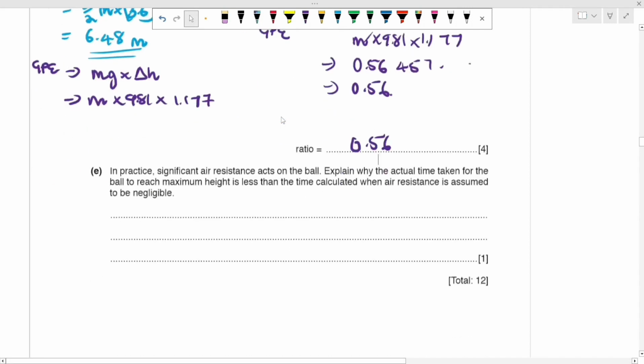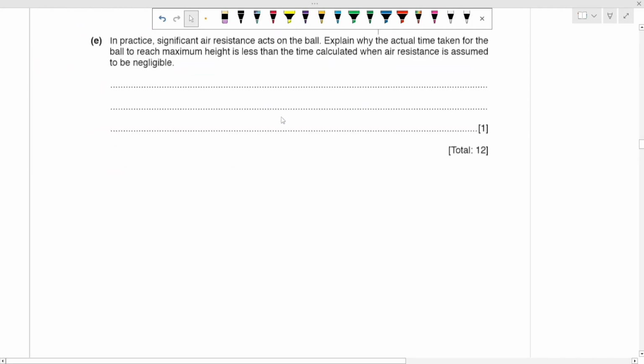Okay, in practice, there actually is some air resistance, huh? So they lied to us, right? This was theoretical. Okay, explain why the actual time taken for the ball to reach maximum height is actually less. Get this, it's less than the time calculated when the air resistance is assumed to be negligible. So, in practice, there's actually significant air resistance, right? Air resistance actually acts on this specific ball.